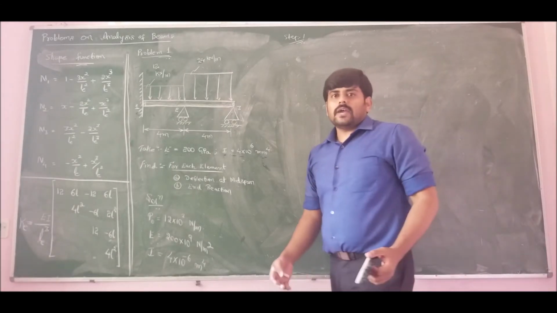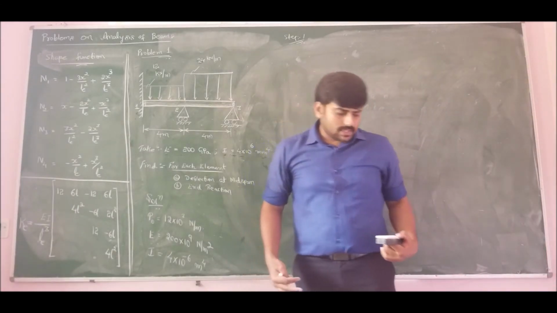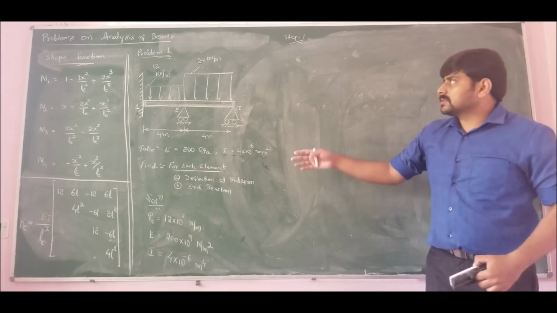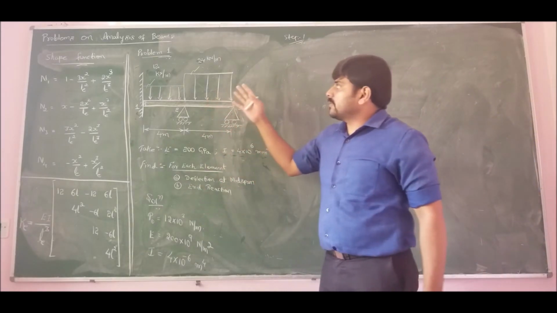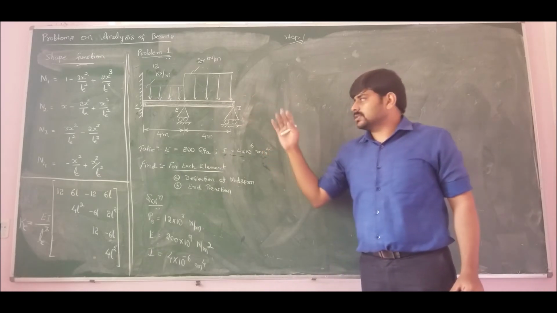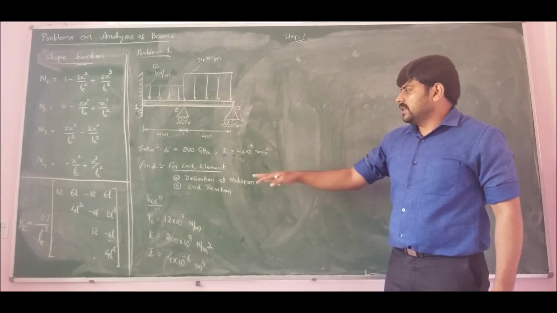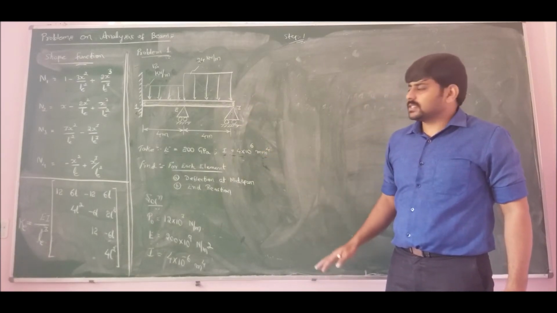So far, I have explained what are the prerequisites to solve the problems on analysis of beams. Let us move on to solve problem number 1. Problem number 1 is as shown in the figure, and it is asked to determine for each element deflection at midspan and end reactions.